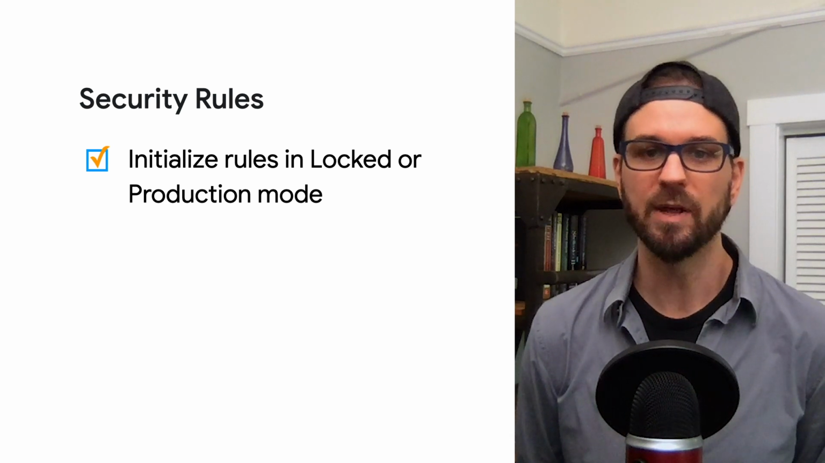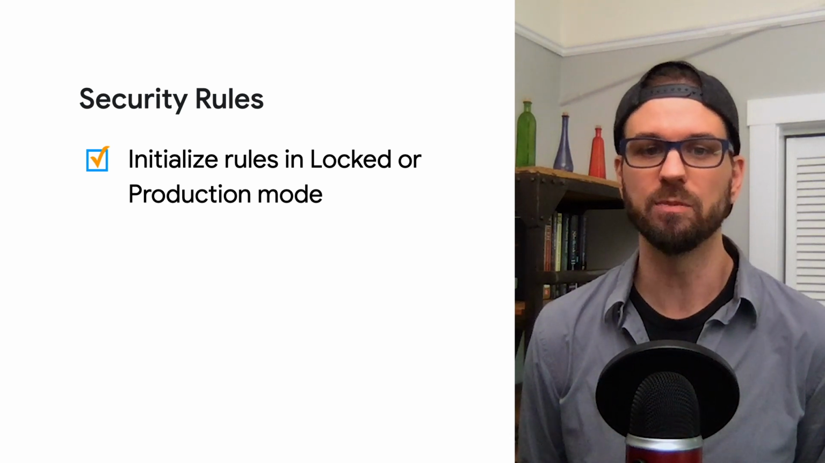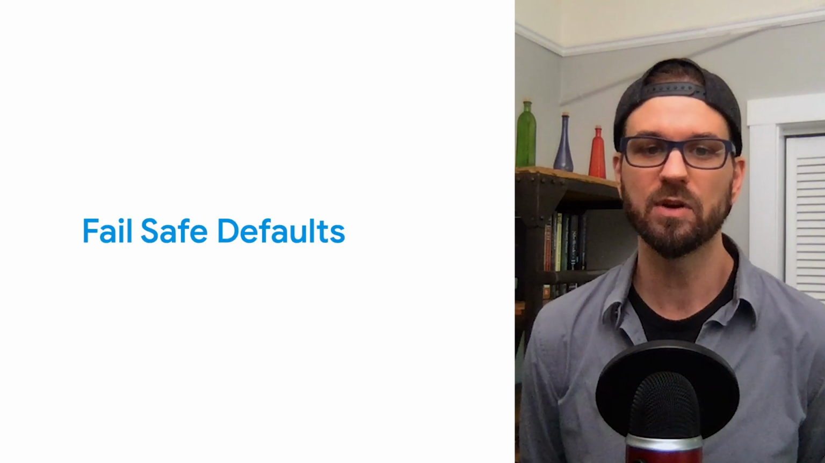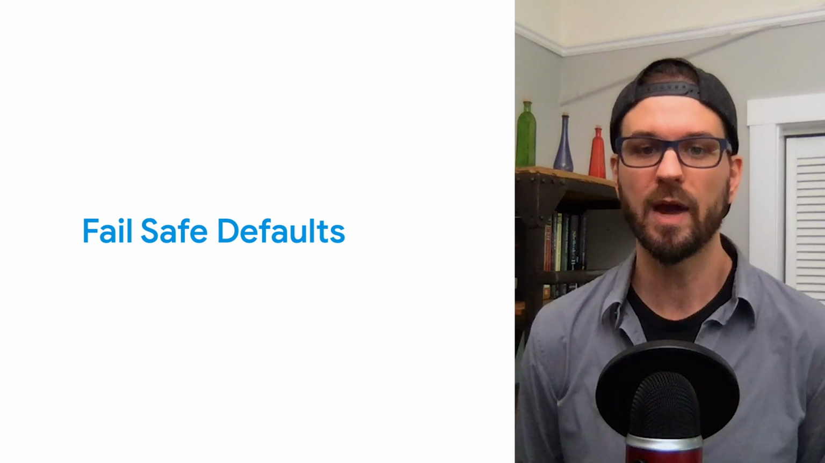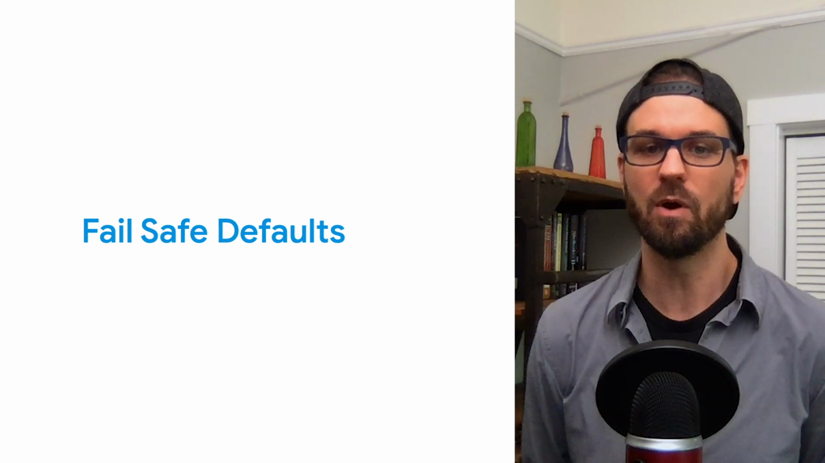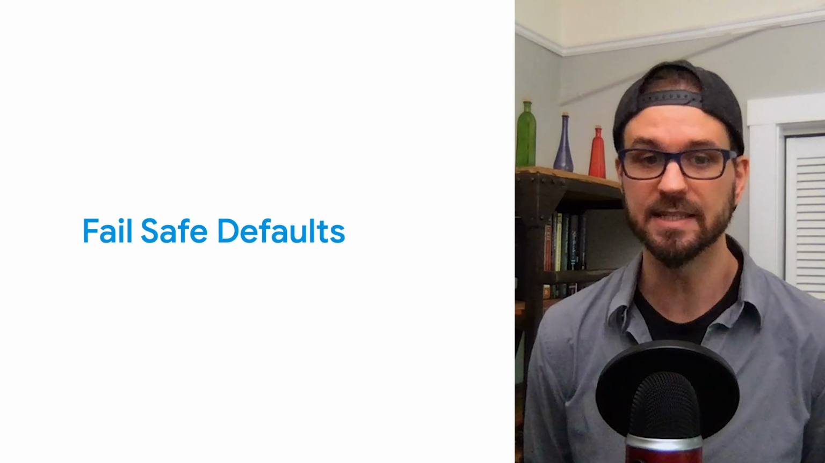We highly recommend that you create your databases in locked or production modes respectively in order to leverage the principle of having fail-safe defaults. These modes mean that by default, no access will be granted. You can then adjust your rule sets to allow only the access that is needed as it is needed. These security rules are what will prevent malicious actors from having access to your entire database, so allow access sparingly.